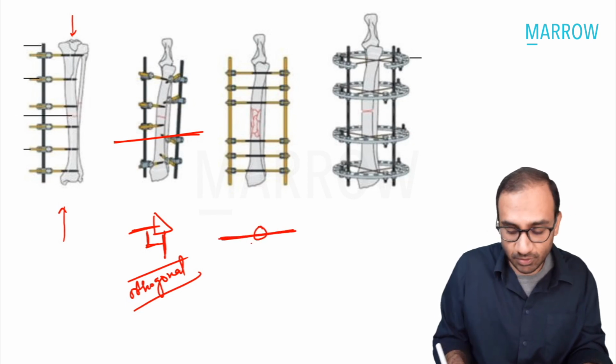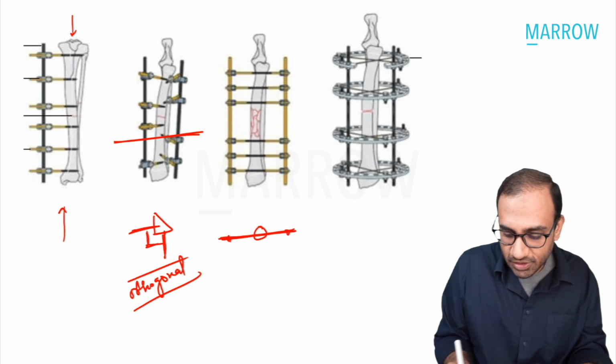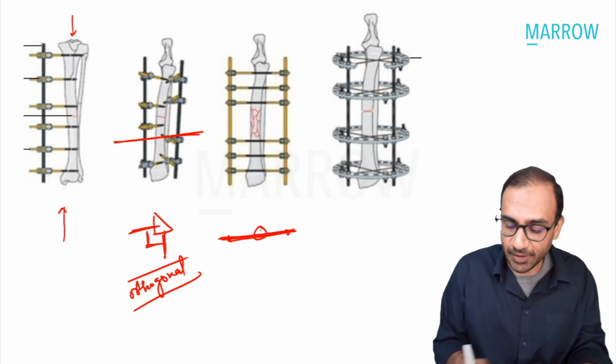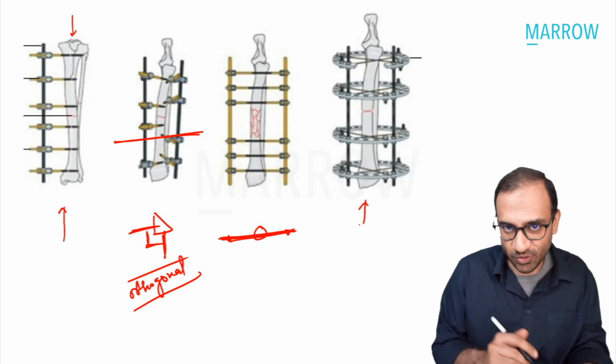Here, what you notice, if I draw a section here, there is a pin that is transfixing the bone, and there are rods here. So again, it is uniplanar but bilateral. Okay, and this is the ring fixator, the Ilizarov ring fixator.